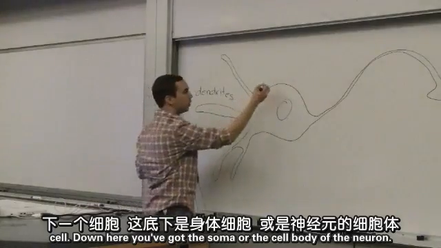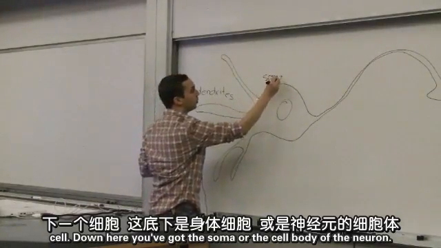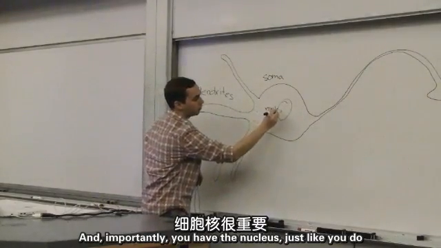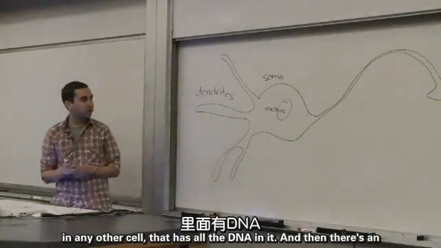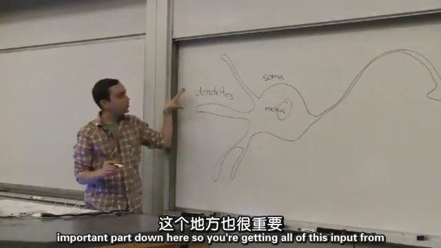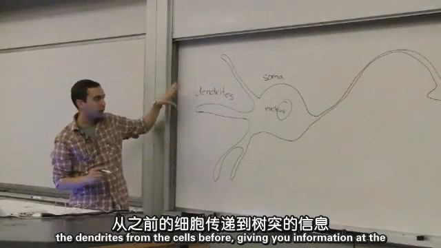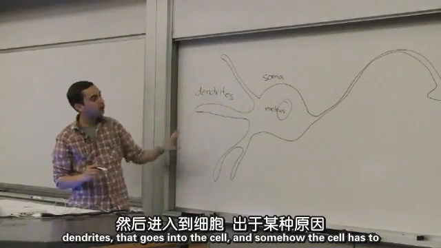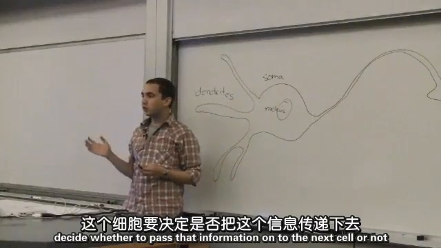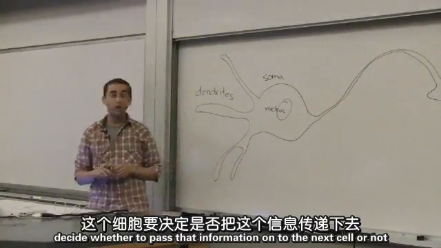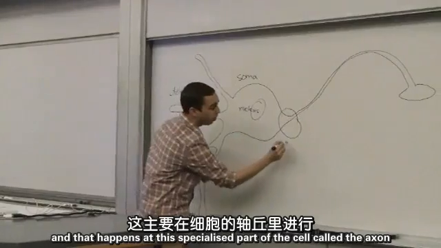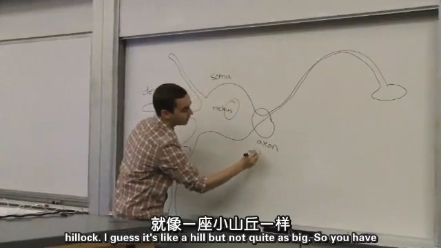Down here, you've got the soma, or the cell body of the neuron. And importantly, you have the nucleus, just like you do in any other cell that has all the DNA in it. And then there's an important part down here. So you're getting all of this input from the dendrites, from the cells before, giving you information at the dendrites that goes into the cell, and somehow the cell has to decide whether to pass that information on to the next cell or not. And that happens at this specialized part of the cell called the axon hillock.